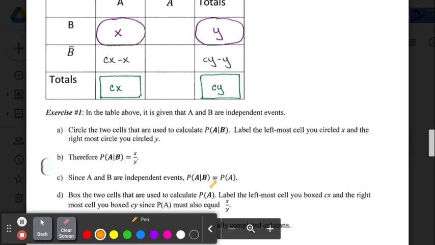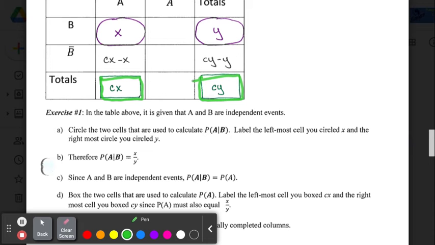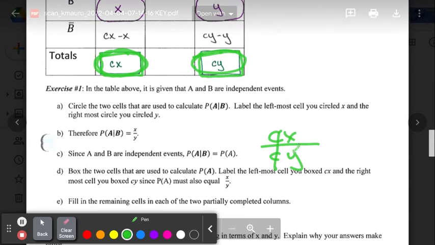So now, part D. Box the 2 cells you use to calculate the probability of A. So I boxed this, and I boxed this. And then it says label the leftmost cell you boxed CX, and the rightmost CY. So then when we calculate this probability, we do this divided by that. And when you simplify that, the C's cancel out and you're still left with X over Y.